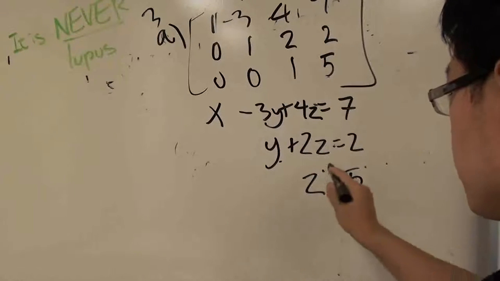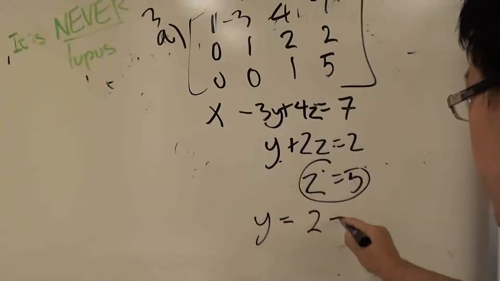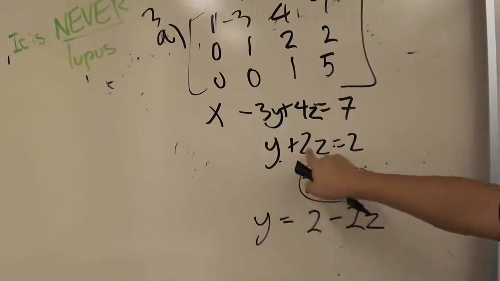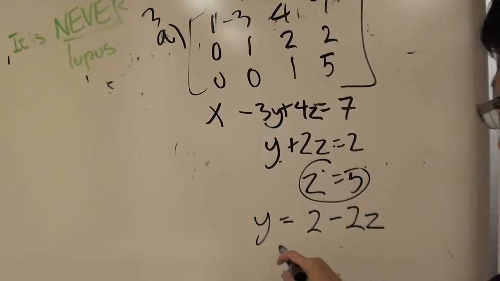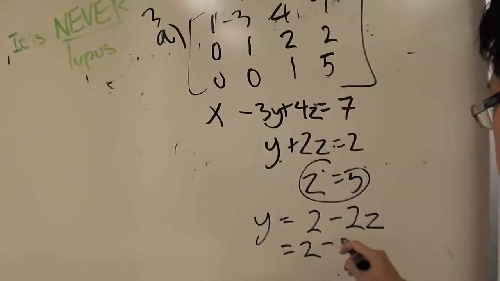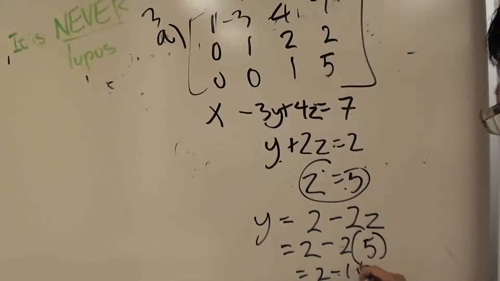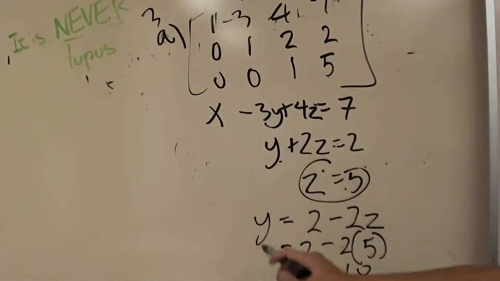So assuming that I know this, y is going to be the same thing as 2 minus 2z, right? Because I'm moving the 2z this way, so subtract and subtract, right? So you have that, and then I just put 2 minus 2 times z equals 5, right? So then that becomes 2 minus 10, and that becomes negative 8. So that's the case. And then we do the same thing for the x, right?